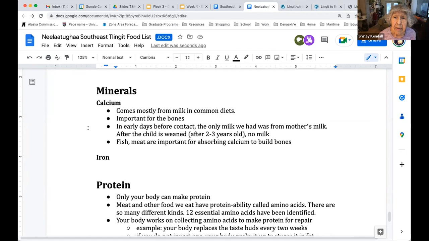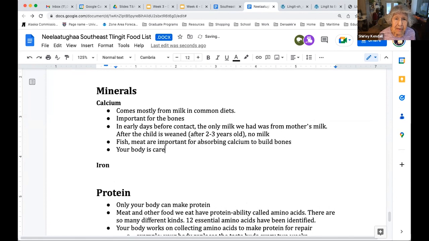But the interesting thing I found out about calcium is if there's not too many sources to get it from, your body is real, real careful to grab on to any calcium, and it will get it from the foods that you eat.